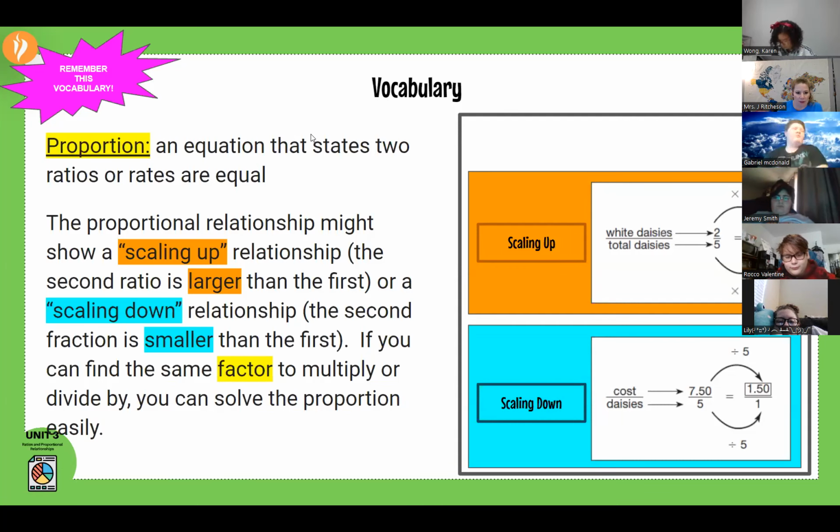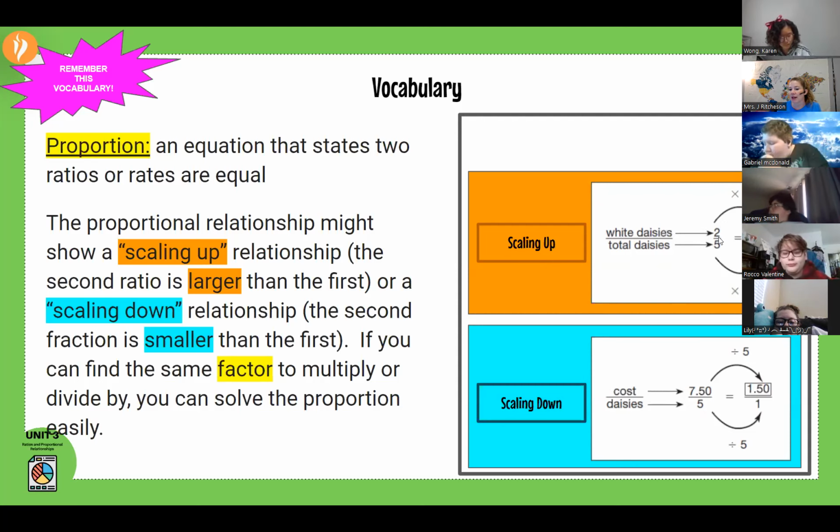Yes. All right. So now a proportion is something that states that 2 ratios are equal to each other. Okay, so sometimes your denominator is going to get bigger or even your numerator. So that would be called scaling up. And sometimes from the original ratio, we would scale down and our numbers would be smaller. Okay, as long as whatever you do to the top is done to the bottom, the ratios are equivalent.